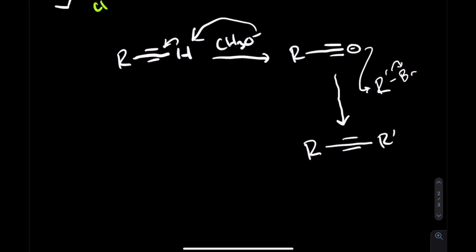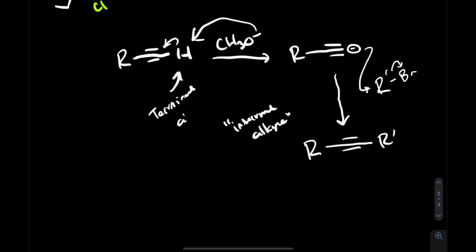And in this way, you can synthesize an internal alkyne, because this is a terminal alkyne. And then you produce an internal alkyne where there's something on the other side, and I've made it so that these two R groups are potentially different. They could also potentially be the same. Depends on what you want to make, right?